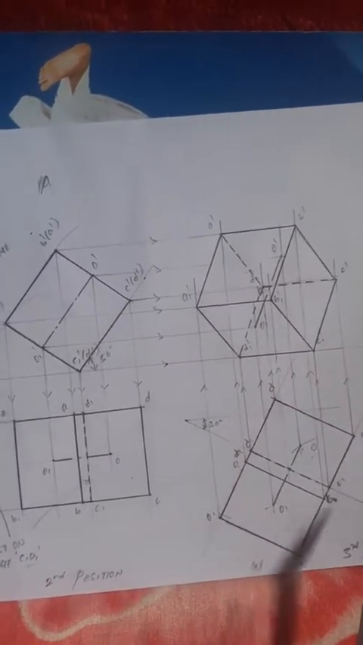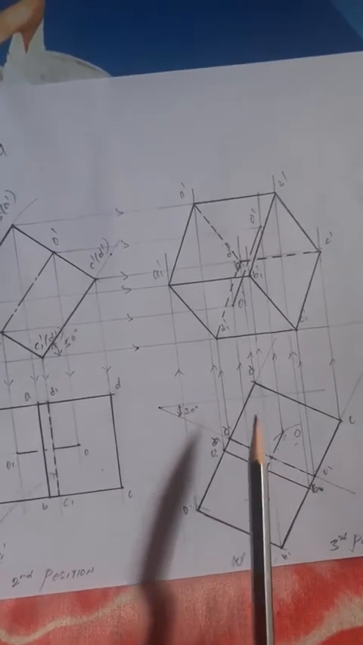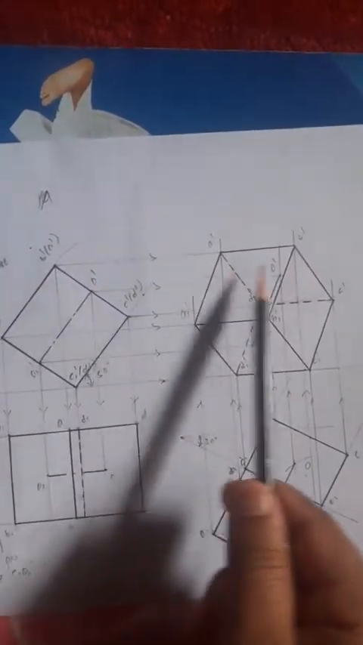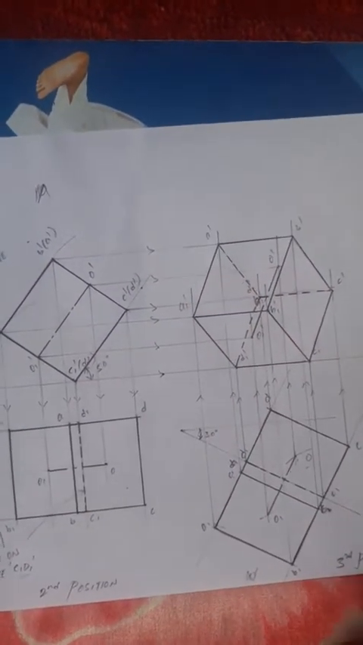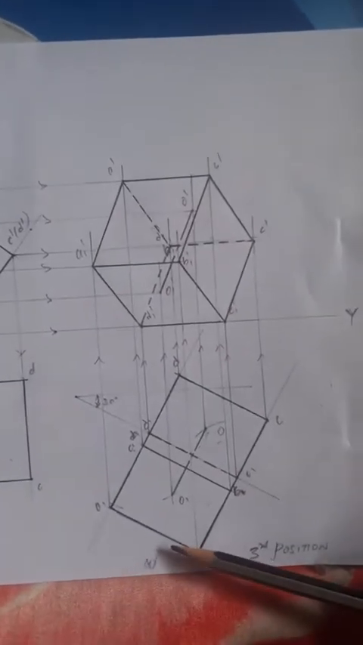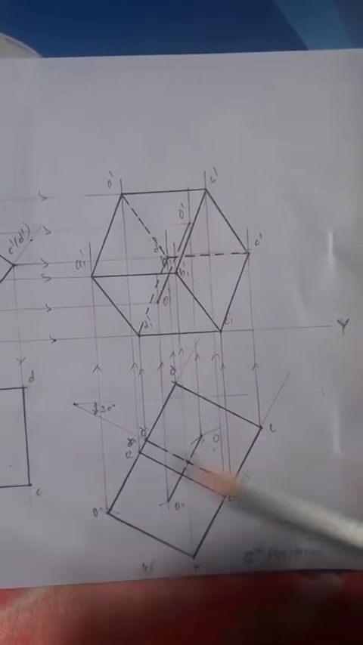Then you go for the top face corners vertical projectors from the third position top view. From the second position front view, draw the top face corners horizontal projectors. The intersection points will give A dash, B dash, C dash, D dash. Then apply the visible and invisible rules. That is, first, all outlines are visible. The corners which are near to the observer are visible. The edge passing through a visible corner is also a visible edge. Right? So try to solve this problem.